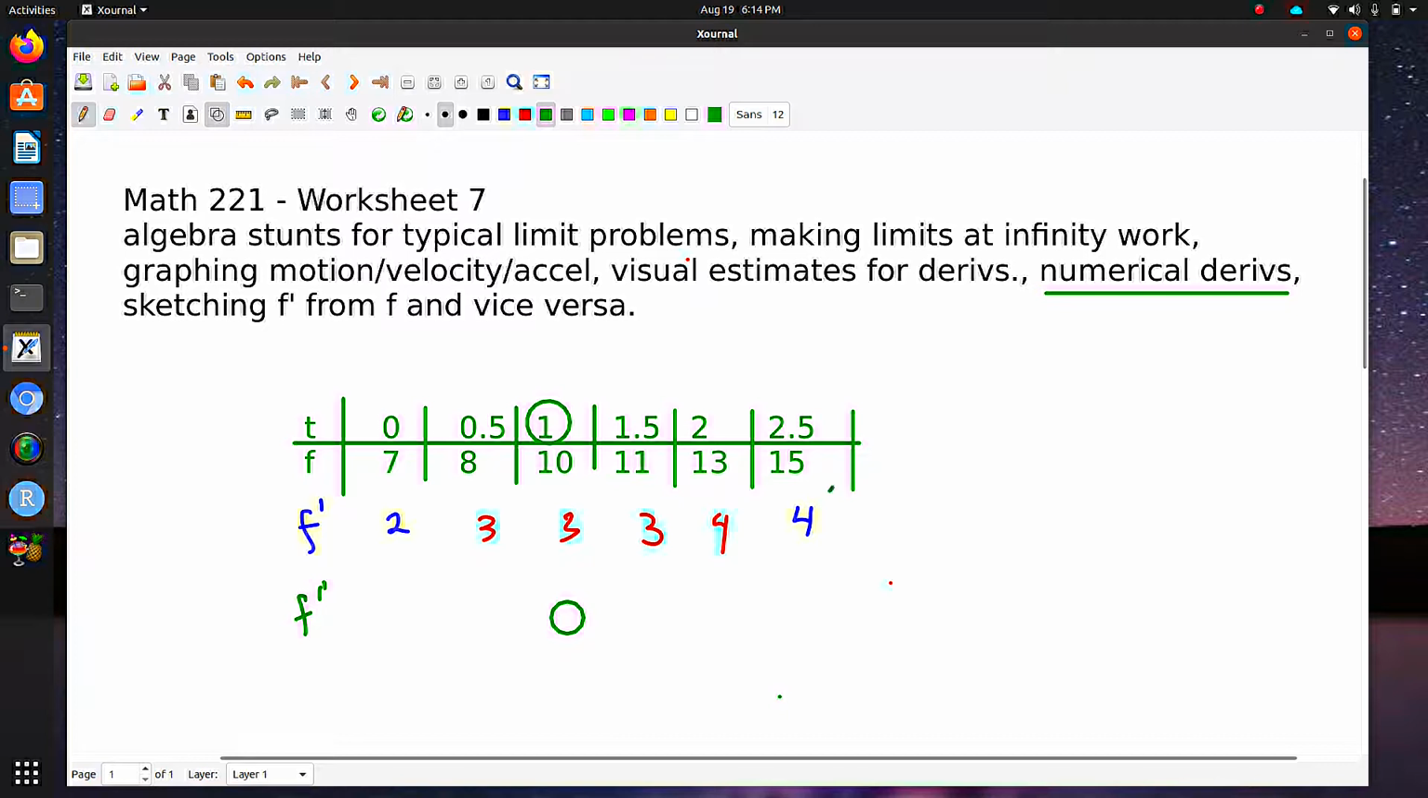Let me pick this guy, maybe f double prime at 2. So change in y is 1, it goes up by 1. Change in x is 1. So the second derivative, you're going to estimate it to be 1 there. Okay? Yeah, so I made up pathetic numbers, but that's the process.